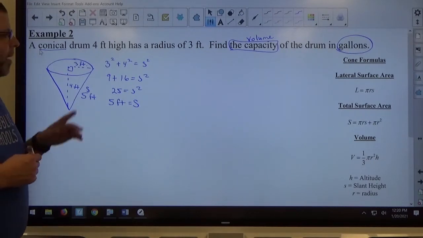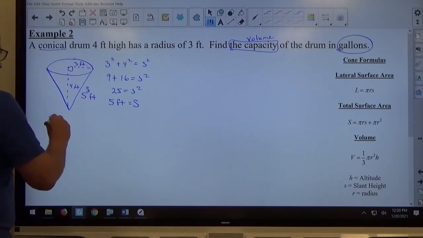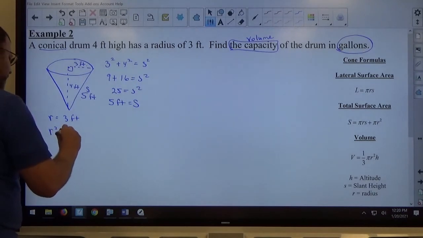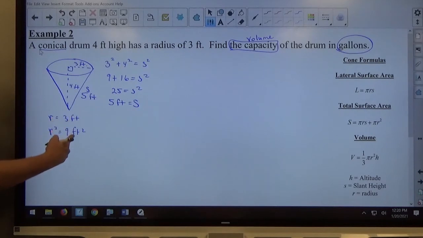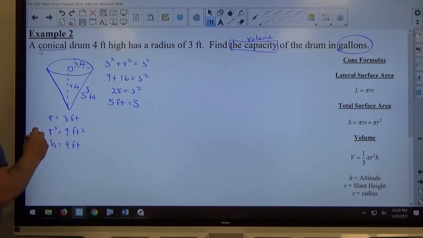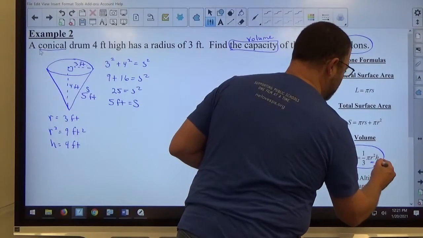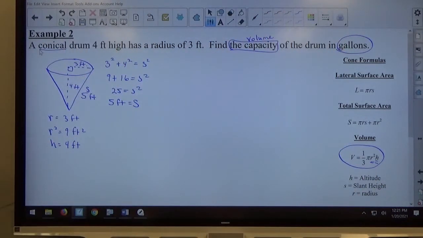All right, with that in mind, it does ask for volume, and I can very clearly see that the radius of this thing is 3 feet. Radius squared then would be 9 feet squared, right? Square R, square 3, square feet. And the height of this thing is 4 feet. So the volume formula requires us to use R squared and H in it. So if I've already evaluated R squared over here, I don't have to put any powers in my formula. It makes it a little bit simpler to evaluate.